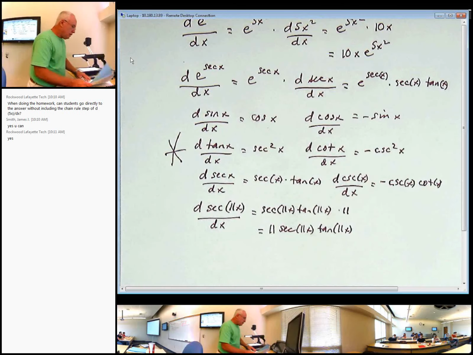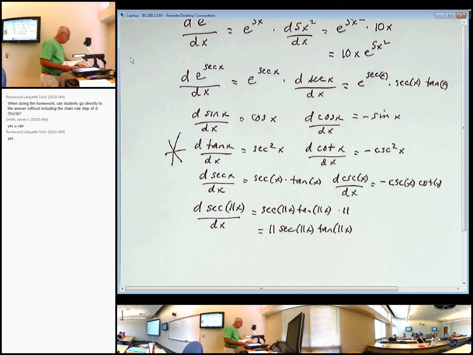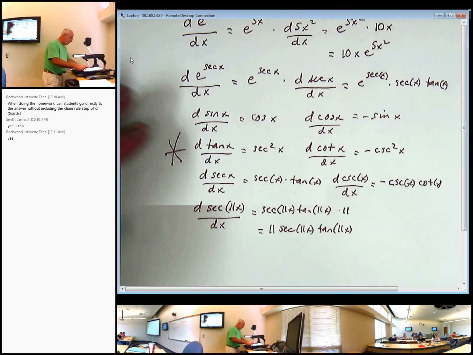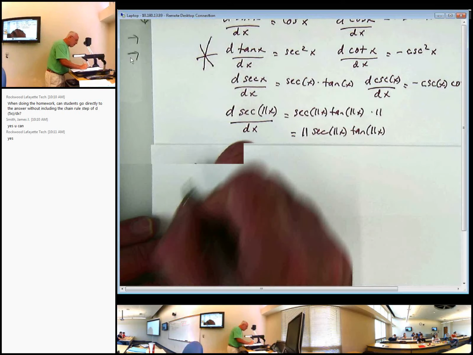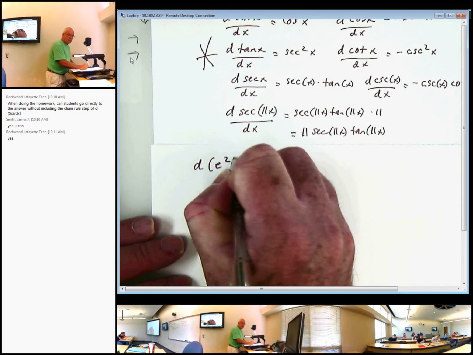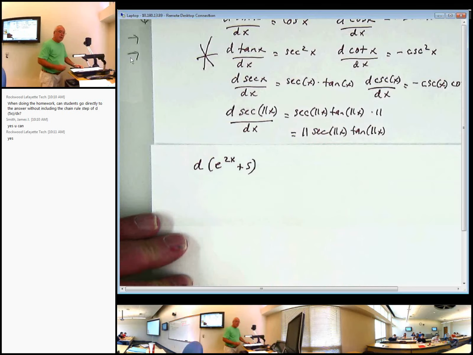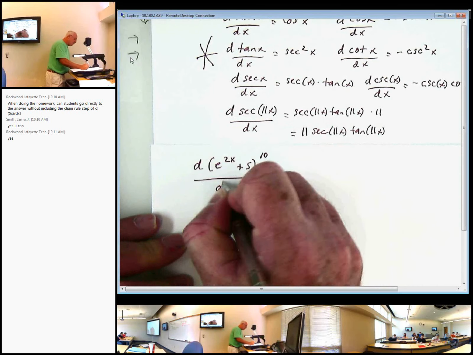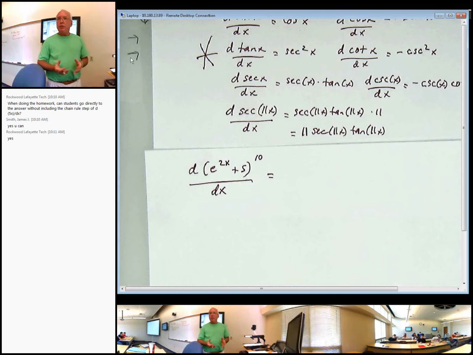All right, let's look at a couple more here. I'm going to look at one more derivative. Let's look at the derivative of e to the 2x plus 5, in parentheses, raised to the 10th power with respect to x. So we see here we have to use the chain rule in order to get this derivative.